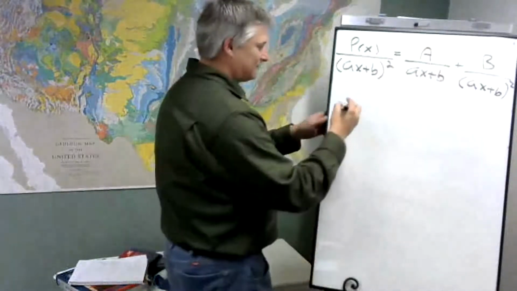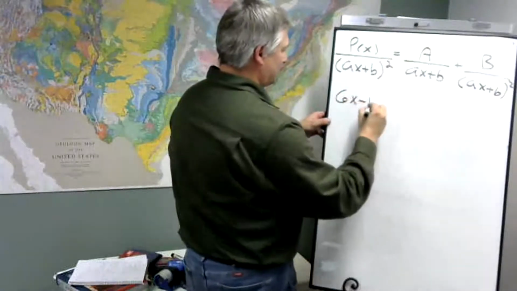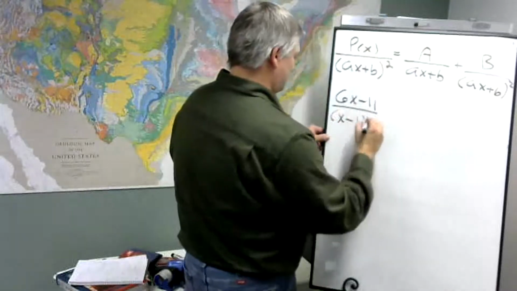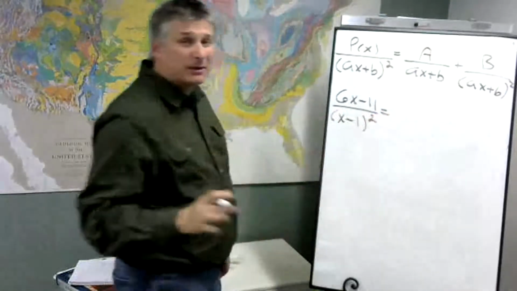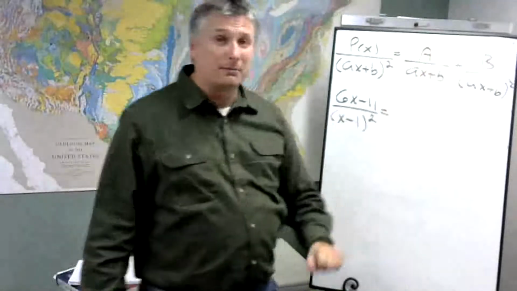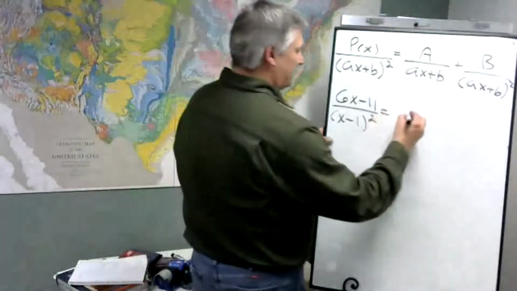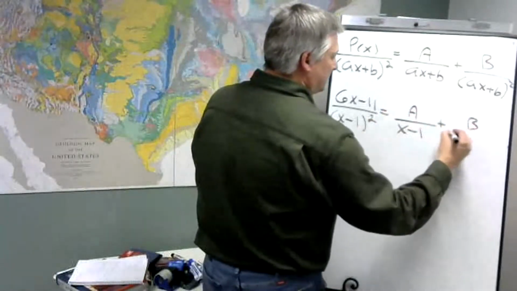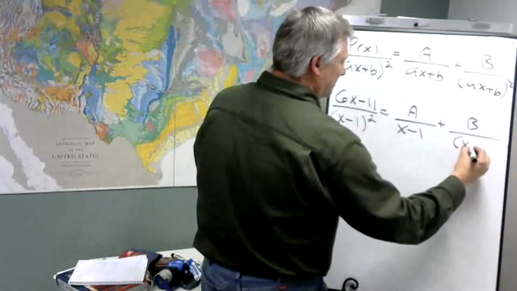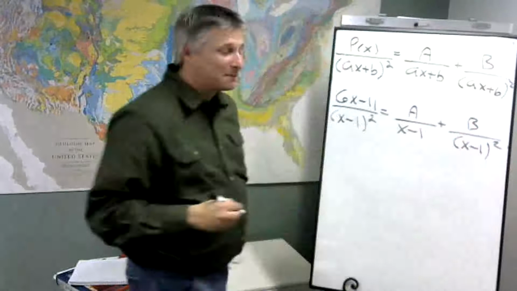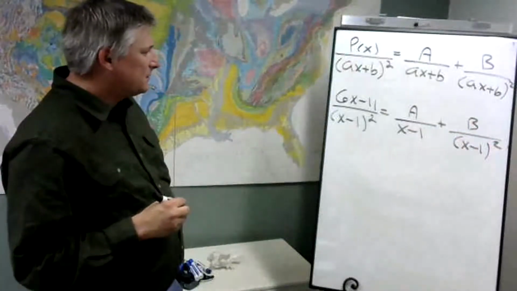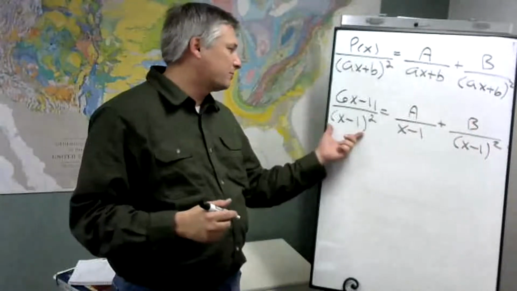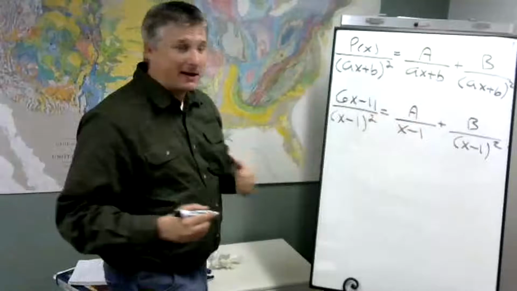So let's say we have this. Now again, the goal is going to be finding A and finding B. So we'll have A over x minus 1 plus B over x minus 1 squared. So again, we want to get rid of these denominators. So if we take x minus 1 squared, multiply through, this is what we're going to get.